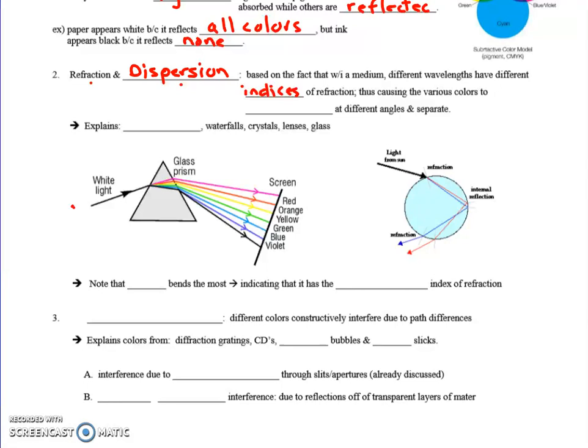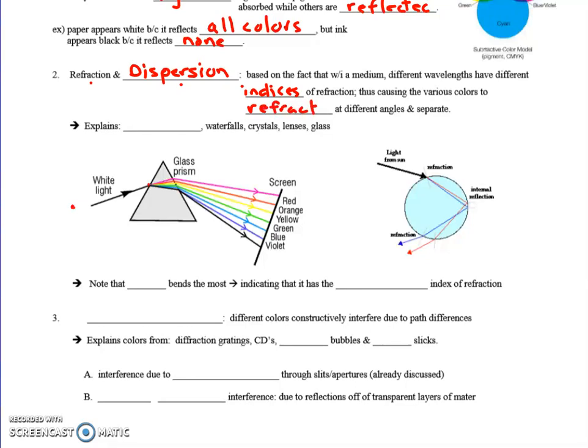So in this diagram below right here, we have white light, which has all the colors in it, hitting at an angle, which is the same for all the colors. It's entering the same medium for all the colors, yet we have this dispersion effect, the separation. So what that implies is that if red refracts differently than violet, it's because red has a different index of refraction than violet just because of its wavelength. Okay, so different wavelengths have different indices of refraction, thus causing the various colors to refract at different angles and therefore separate.